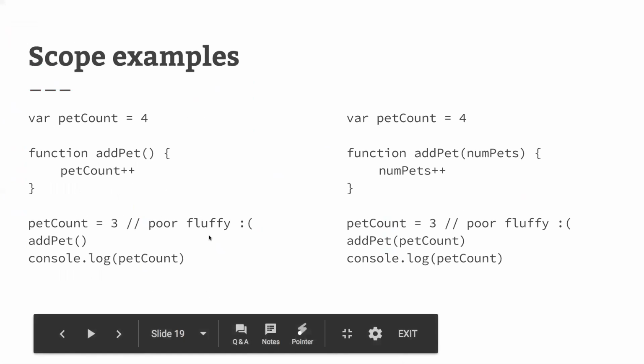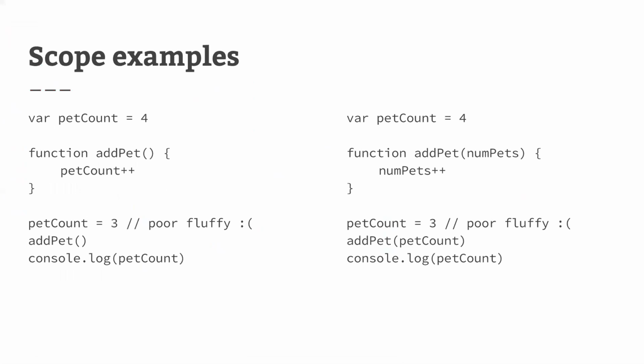All right, let's have some more examples of scope. On the left, var petCount equals 4. In addPet, I'm incrementing petCount. But I haven't actually called addPet yet, right? Then Fluffy made it so that my petCount is now 3. And if I do an addPet and I console.log petCount, what am I going to get in my console.log?